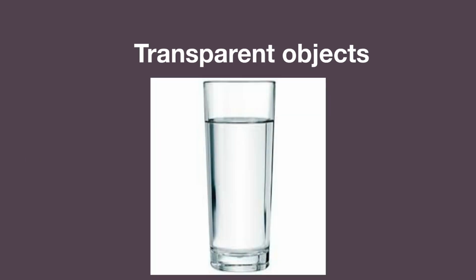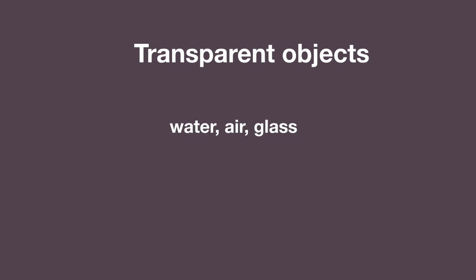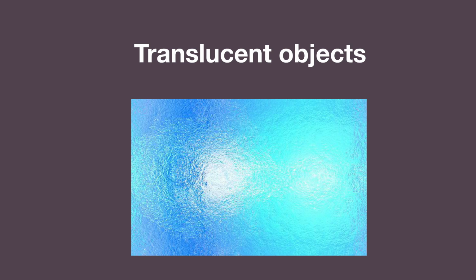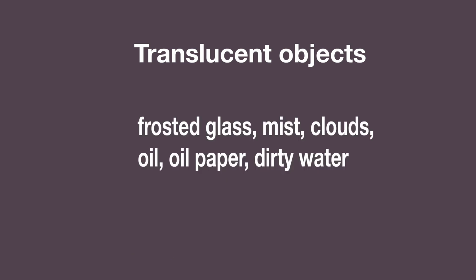Transparent objects allow all of light to pass through them. Through this we can see clearly. Example: water, air, and glass. Translucent objects allow light to pass through them only partially. Frosted glass, mist, clouds, oil paper, dirty water are examples of translucent objects.